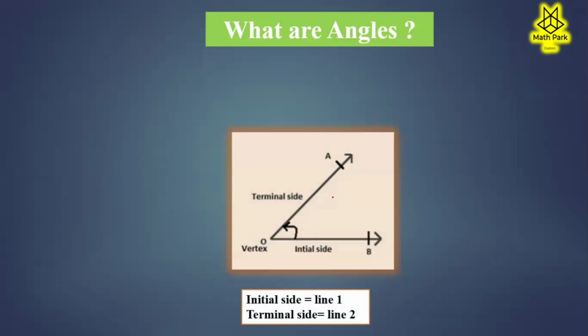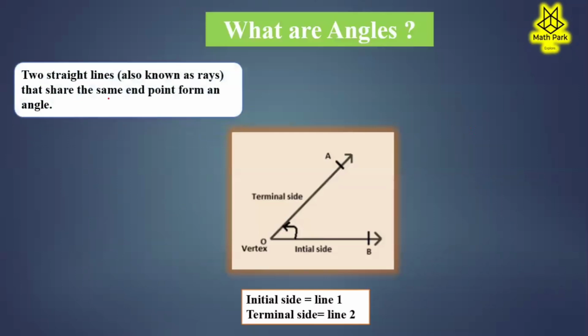So what is an angle? An angle is where two rays meet. The two straight lines or rays, if they share the same end point, form an angle. Now this is the initial side, line 1, and this is the terminal side, line 2. When we start rotating this way, the angle is formed.